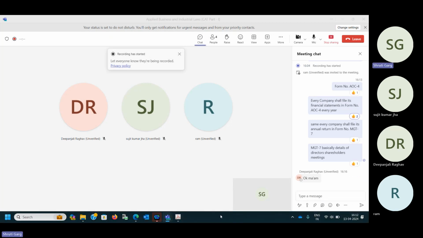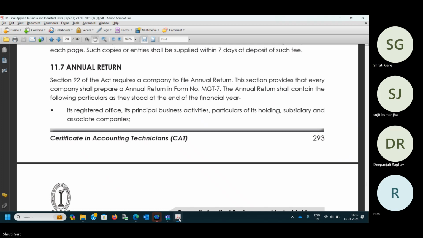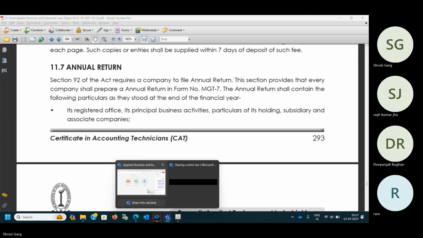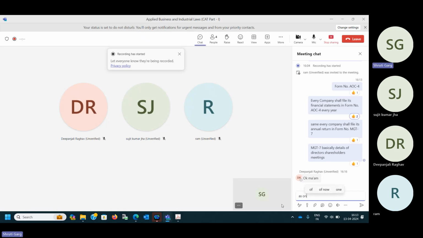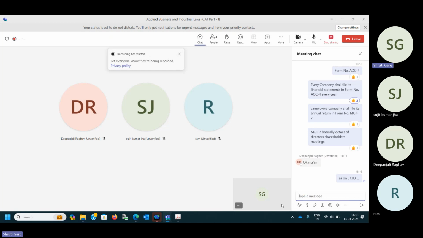Now, come to the book. Section 92 of the Act requires a company to file an annual return. This section provides that every company shall prepare an annual return in form number MGT 7. The annual return shall contain the following particulars as they stood at the end of the financial year, as on 31st March. As on 31st March, the details will be filled.